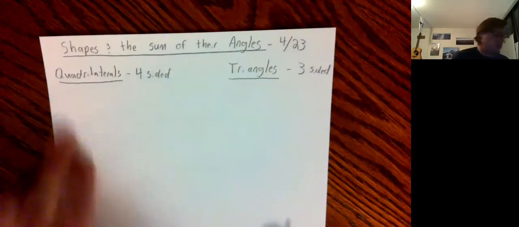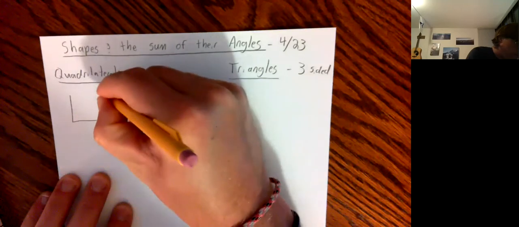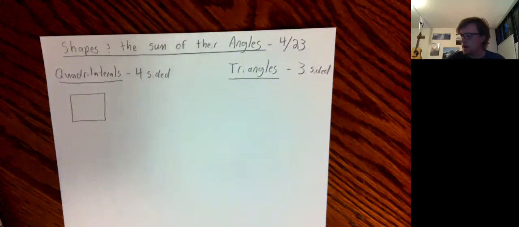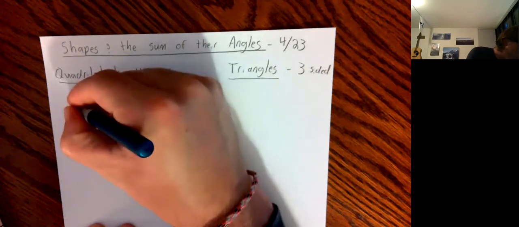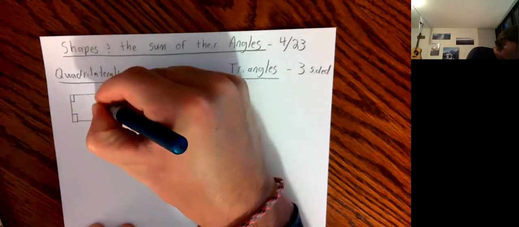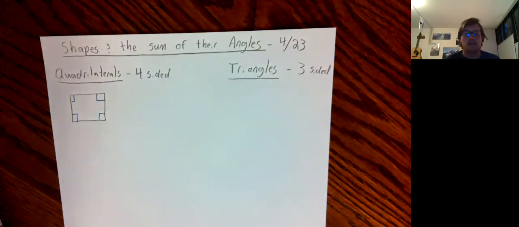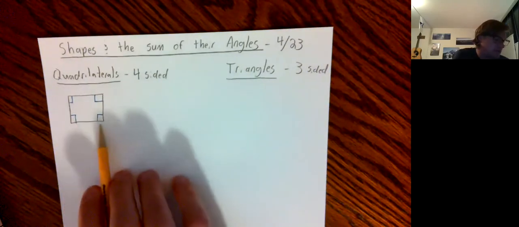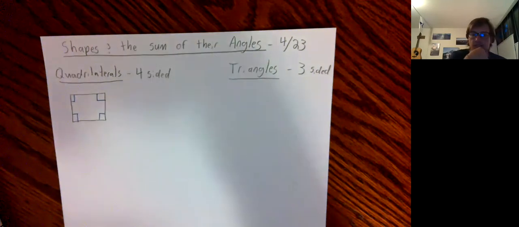An example of a quadrilateral would be a square. And the reason I'm starting with a square is because I want to show you what the angles are inside of a square. Now, a square has perpendicular lines, meaning that they all intersect at 90-degree angles. So 90 degrees, 90 degrees, 90 degrees, 90 degrees. That little box there represents 90 degrees.